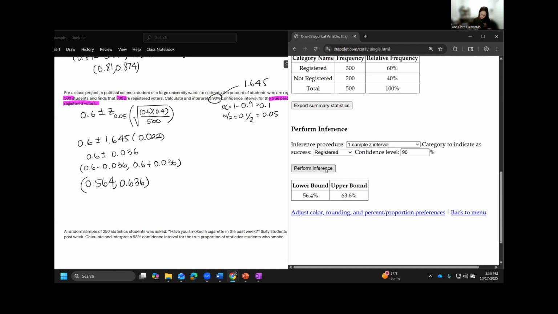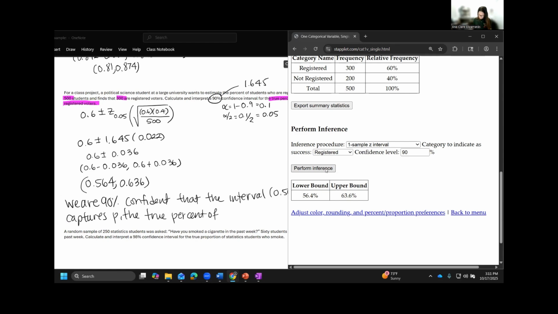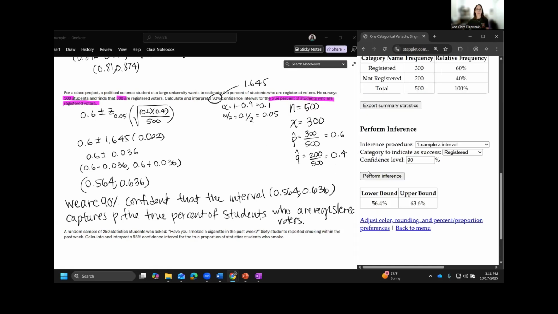So how I interpret this is, we are 90% confident that the interval 0.564 to 0.636 captures what? What's the problem about? P, the true percent, it's what's highlighted right above, of students who are registered voters. Okay. Let me move my screen over so you can see that last part.